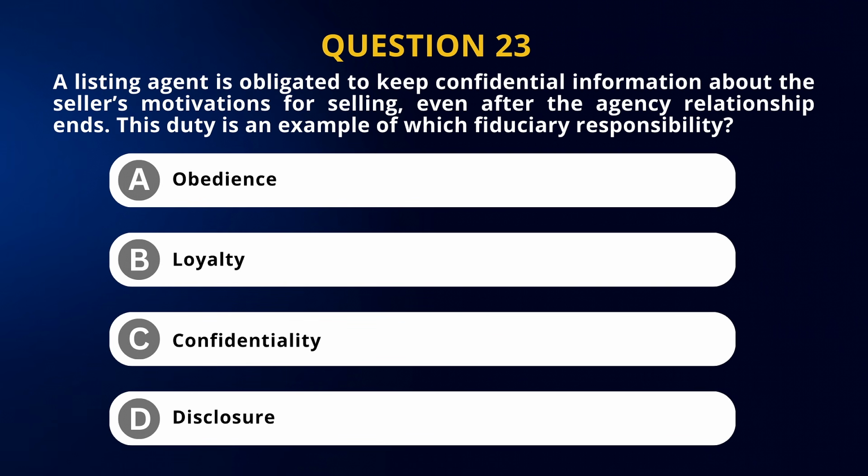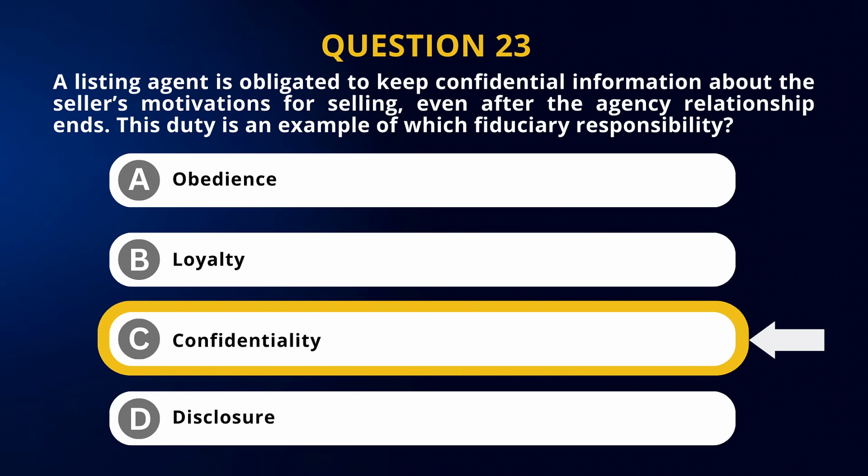Question number 23. A listing agent is obligated to keep confidential information about the seller's motivations for selling even after the agency relationship ends. This duty is an example of which fiduciary responsibility? Letter A, obedience. Letter B, loyalty. Letter C, confidentiality. Letter D, disclosure. And the answer is letter C, confidentiality.